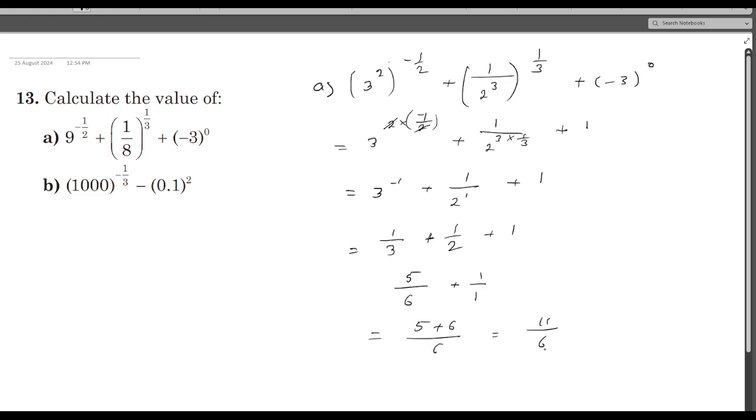Okay, so some rule of index. What we use here is that if it is a power b the whole power c, it can be written as a power bc.